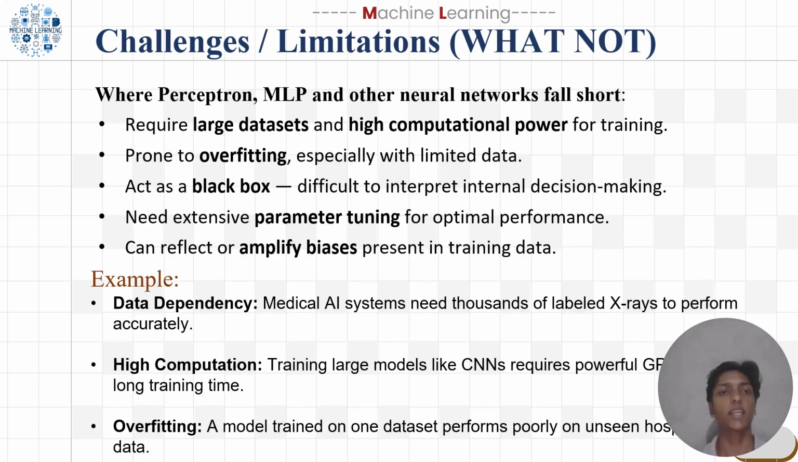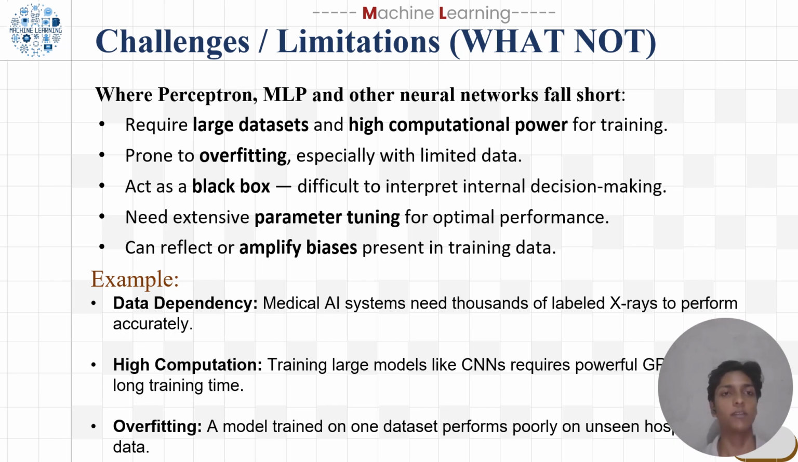Now, what are the challenges and limitations of perceptron, MLP, and other neural networks? First is they require large data sets and higher computational power for training if you want high accuracy. Then they are prone to overfitting, especially with limited data. It acts as a black box, difficult to interpret internal decision making, and they can reflect or amplify biases present in the training data. So your training data must be consistent.